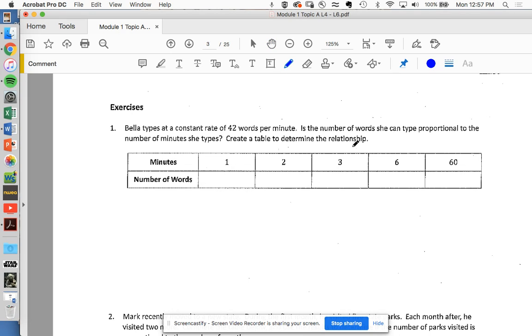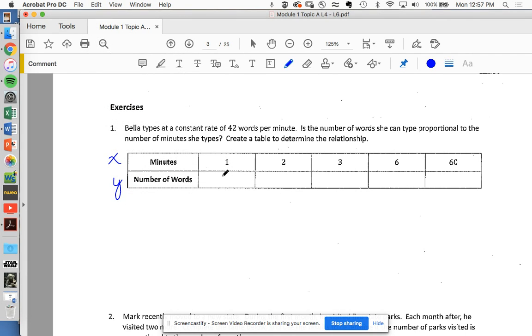Now, is the number of words she can type proportional to the number of minutes? Well, let's figure that out. They say create a table, but they started it for us. Pick some minutes, and that is independent. Doesn't matter what you pick, right? The number of words you type depends on how long you have to type. That makes sense? So that's your Y, that's your X.